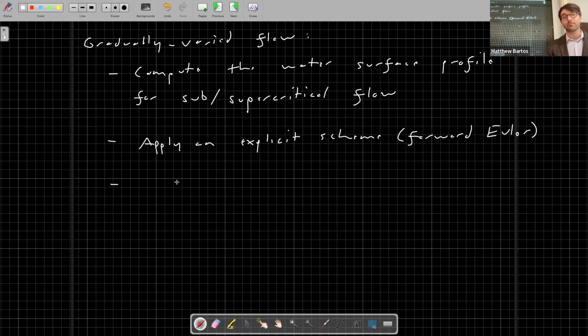And what we're going to be covering today, you're going to also want to know how to apply an implicit scheme as well. So I'll talk about why you might want to do this. So this is also known as backward Euler.